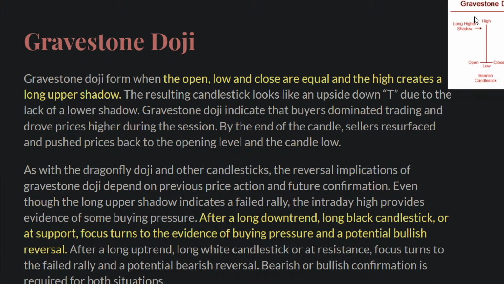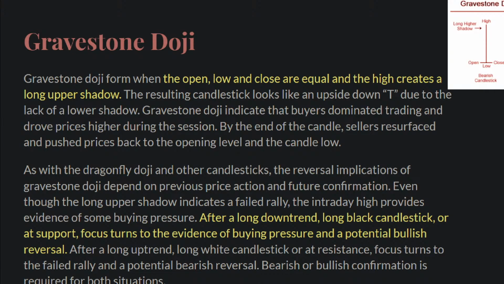Gravestone doji, because basically it is formed when the open, low, and close are equal, and the high creates a long upper shadow. So we can see in this case we've opened at that price, which is the low, and then we've also ran all the way up to this high, and then at some point we've dumped all the way back down to where we closed. Just exactly the inverse of what we were just talking about there. And the Gravestone Doji indicates that buyers have dominated trading and drove prices higher during the session, but by the end of the candle, sellers resurfaced and pushed prices back to the opening level and the candle low.